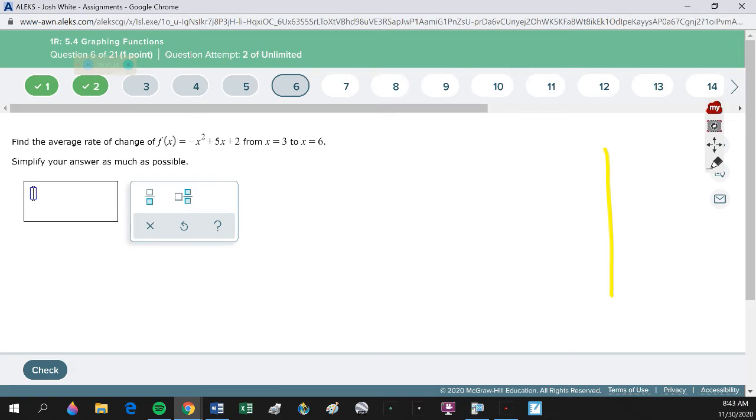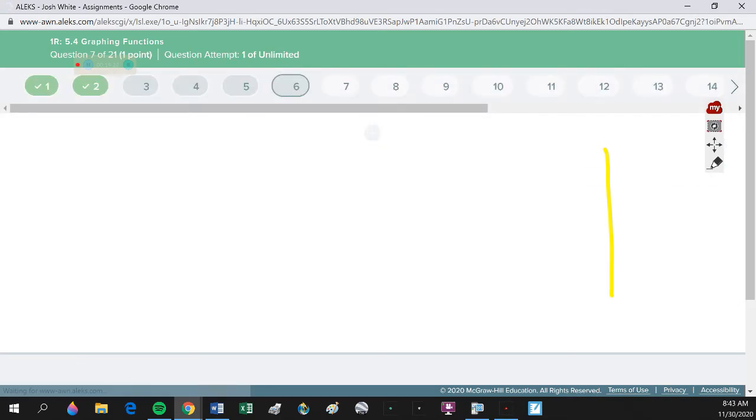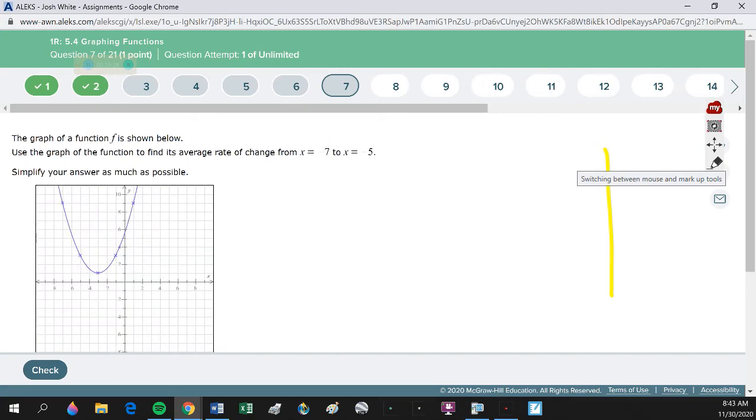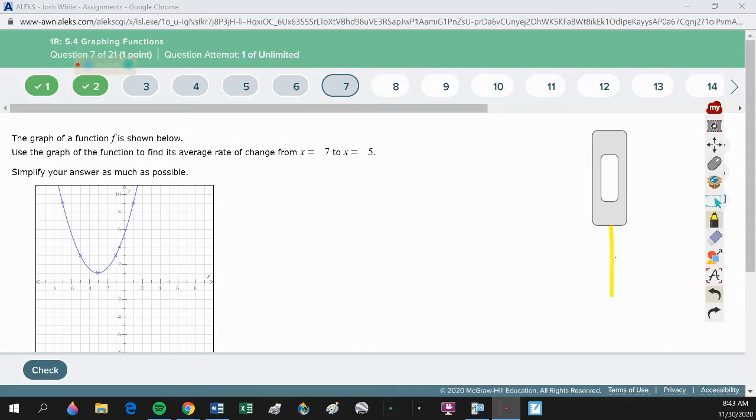Okay, and this one. Okay, find the average rate of change from -7 to -5. This is actually easier than the past problem. So at -7, we have this point right here. So -7 comma -9, positive 9. Okay. And then -5 comma 3.